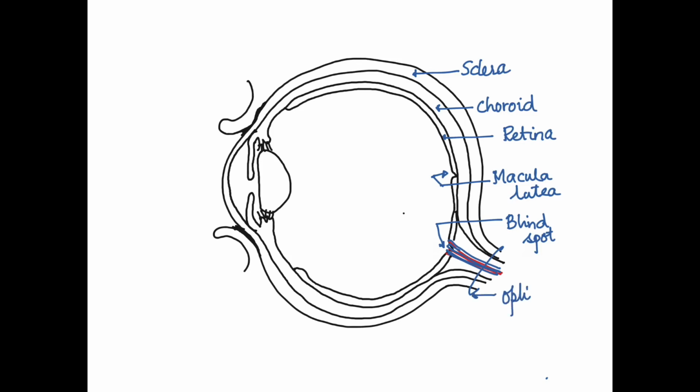At this particular region, there are no rods and cones which are present in the other part of the retina. So since there are no rods and cones, this is called the blind spot. And these neurons then form the optic nerve which carries the impulses to the brain. The choroid layer forms in front of the eye, that is in the anterior part of the eye, the ciliary body and the suspensory ligaments.